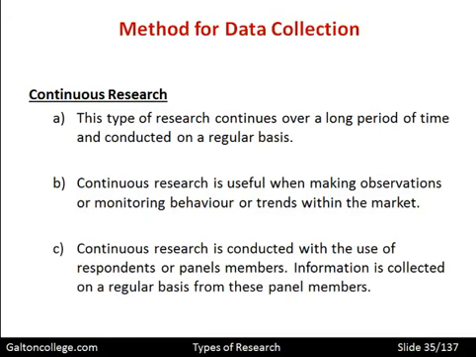Continuous research is conducted with the use of respondents or panel members. Information is collected on a regular basis from these panel members. That's probably the easiest way to do it, to ask a set of respondents to participate in the research and to measure their attitude changes over time, attitudes towards products, towards markets, towards brands, to work out what they're thinking over time. That's probably the easiest way, because then the researchers are working with the same respondents. But it could be done differently.